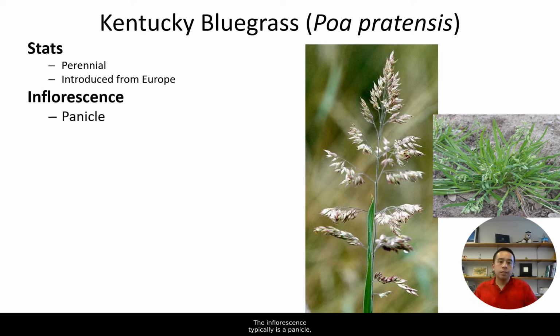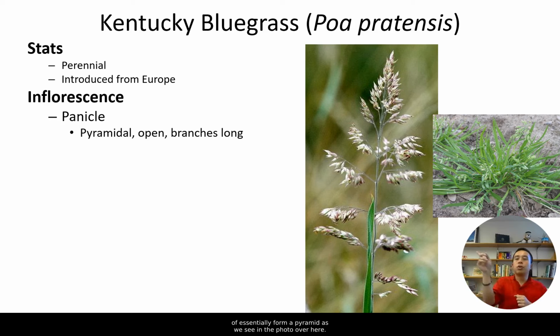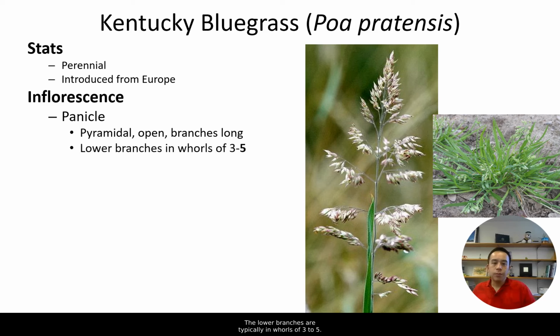The inflorescence typically is a panicle, which often creates what we call a pyramidal shape that is very open, with long branches that essentially form a pyramid, as we see in the photo over here. The lower branches are typically in whorls of 3 to 5. A whorl means that there are stalks or leaves coming out of the main culm, or in this case, the pedicel. And so here we can see on this image there are about 3 of them coming out right here, also 3 here. And so typically that's very normal. Typically there are about 3 or 5 that come out in those areas on the panicle.